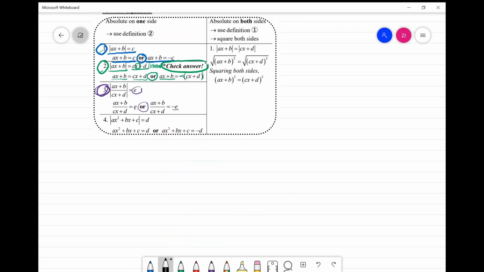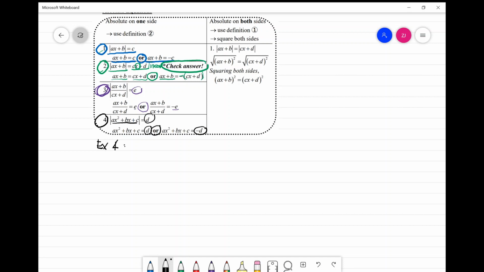Let's see the fourth type. If you have an absolute equation, and you realize this one is a quadratic expression, so absolute of quadratic equals a value, we can solve this absolute equation by using the definition. One will be positive of d, and the other one will be negative of d. And also don't forget to put the word "or". So now let's see example 4.